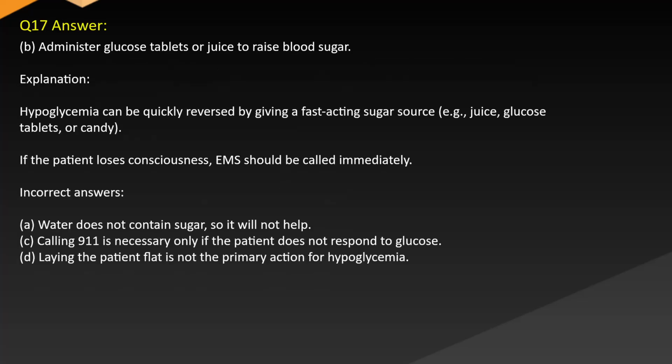Answer: B. Administer glucose tablets or juice to raise blood sugar. Explanation: hypoglycemia can be quickly reversed by giving a fast-acting sugar source, e.g., juice, glucose tablets, or candy. If the patient loses consciousness, EMS should be called immediately.